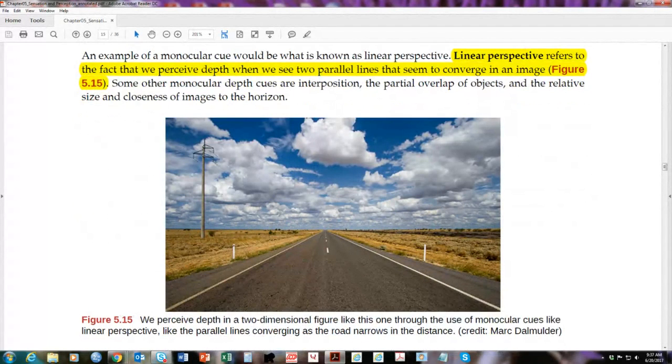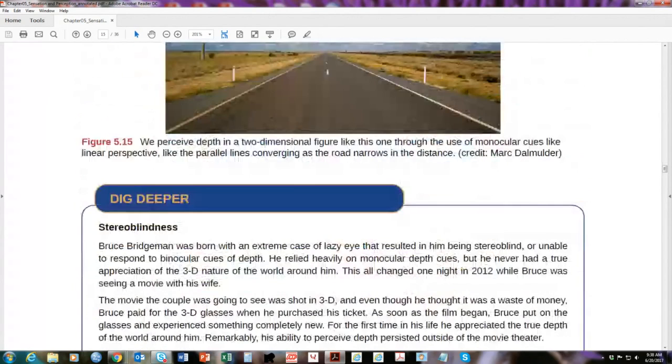So you can see figure 5.15, a very straight road, and it looks like the white lines on either side of the road are converging to a single point in the distance. The same works if you look down a straight railroad track. It looks like the tracks converge to a single point in the distance. So that's called linear perspective, and it only takes one eye to determine linear perspective.